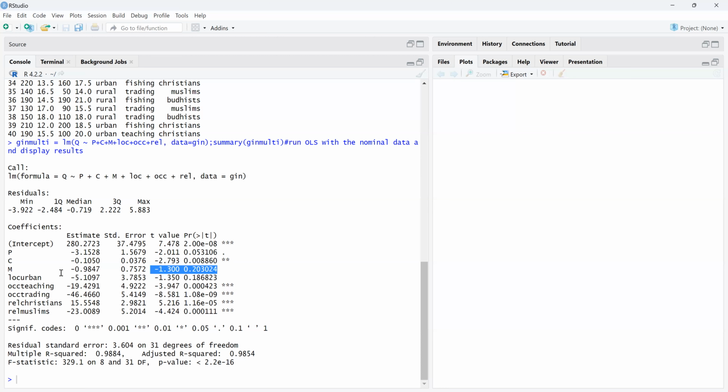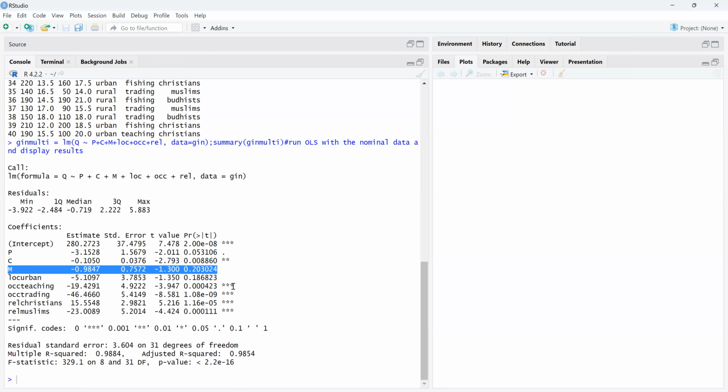If you look at M, the income of the people, the p-value of this income clearly shows that it is 20.3%, which is way above 5%, even above 10%. And that is why it doesn't have any dot or star. So it means that the coefficient of income, 0.98, is insignificant in determining the quantity of gin bitters. Location urban is 18.6%, which is insignificant.